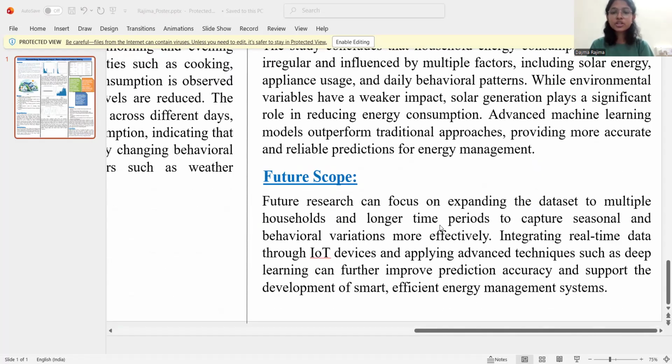Future scope. Future research can focus on expanding the dataset to multiple households and longer time periods to capture seasonal and behavioral variation more effectively. Integrating real-time data through IoT devices and applying advanced techniques such as deep learning can further improve prediction accuracy and support the development of smart, efficient energy management systems.